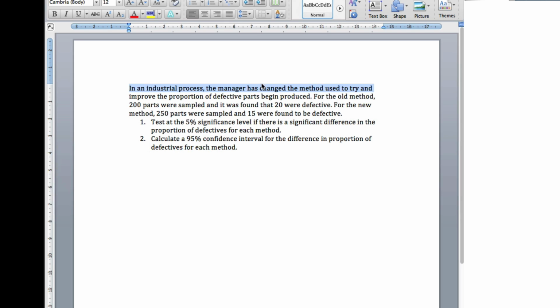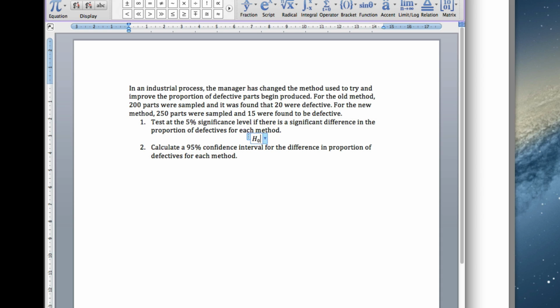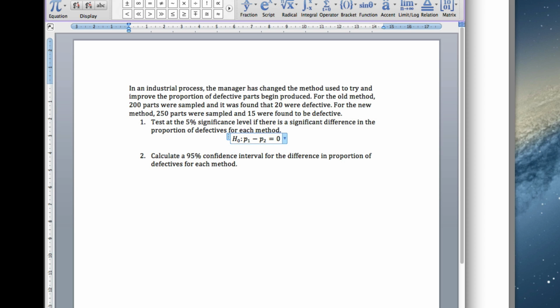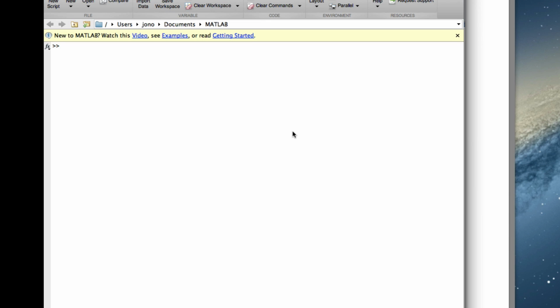So let's start off by writing the null and alternative. H0 is P1 minus P2 equals 0, and the alternative is that P1 minus P2 is not equal to 0. So first thing you want to do is get the observed value of the test statistic. Okay, so let's enter some data in.